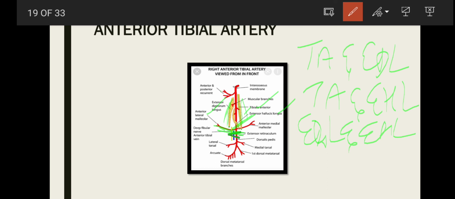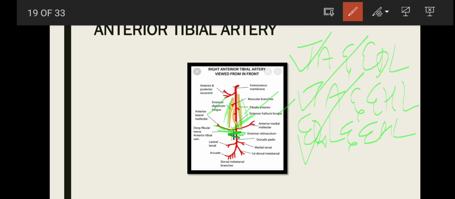Anterior tibial artery originates from the popliteal artery. At the level of popliteus it begins, and enters anteriorly through the interosseous membrane. Now in the anterior compartment, it lies initially between tibialis anterior and extensor digitorum longus, then between tibialis anterior and extensor hallucis longus, then between extensor digitorum longus and extensor hallucis longus, and then midway between the two malleoli, it changes its name to dorsalis pedis artery.